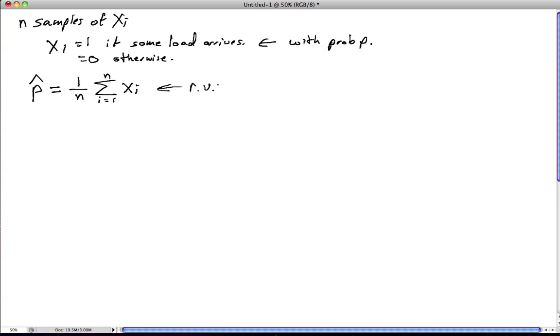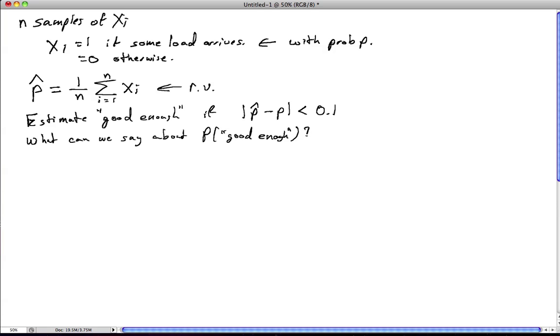Now, what the weak law of large numbers does, what the law of large numbers we've proved does, is it tells us something about the behavior of this p hat as n gets large. So how can we use this? Suppose we want to figure out with what probability we've got this estimate within plus or minus 0.1. So for within 0.1 of the true probability, we'll consider that good enough. So now the question is, what's the probability of being good enough? What can we say about this?